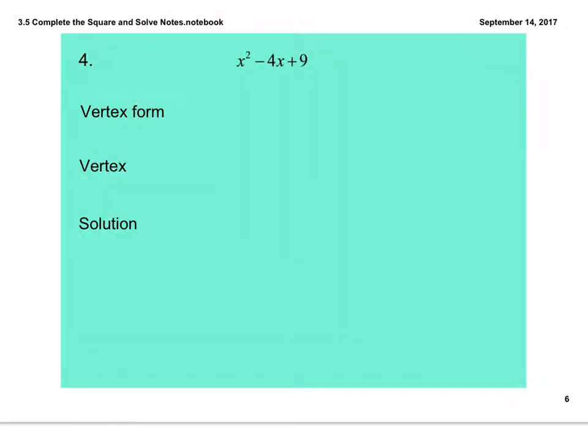So we've already seen problems with real solutions and imaginary solutions. So we're going to work on this final one, x squared minus 4x plus 9. Now, I might encourage you to work on this on your own before you look at this. So I'm going to give you a moment to pause it and try it on your own.